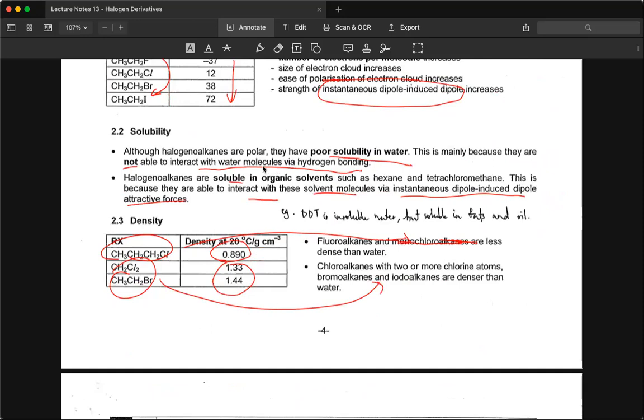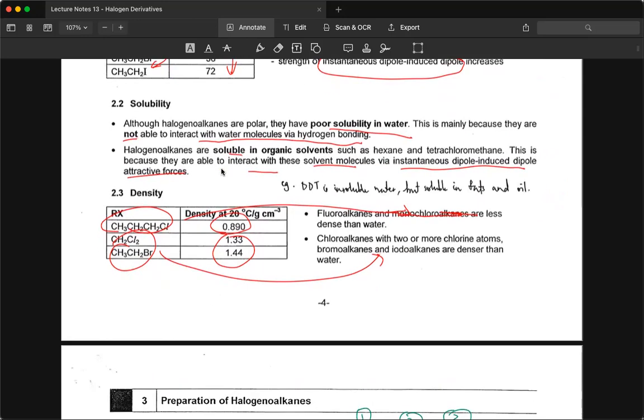Although haloalkanes are polar, polar molecules may not be soluble in water. This is because they do not form interactions with water molecules via hydrogen bonding. In fact, they are soluble in organic solvents because they are able to interact with solvent molecules via IDID attractive forces.